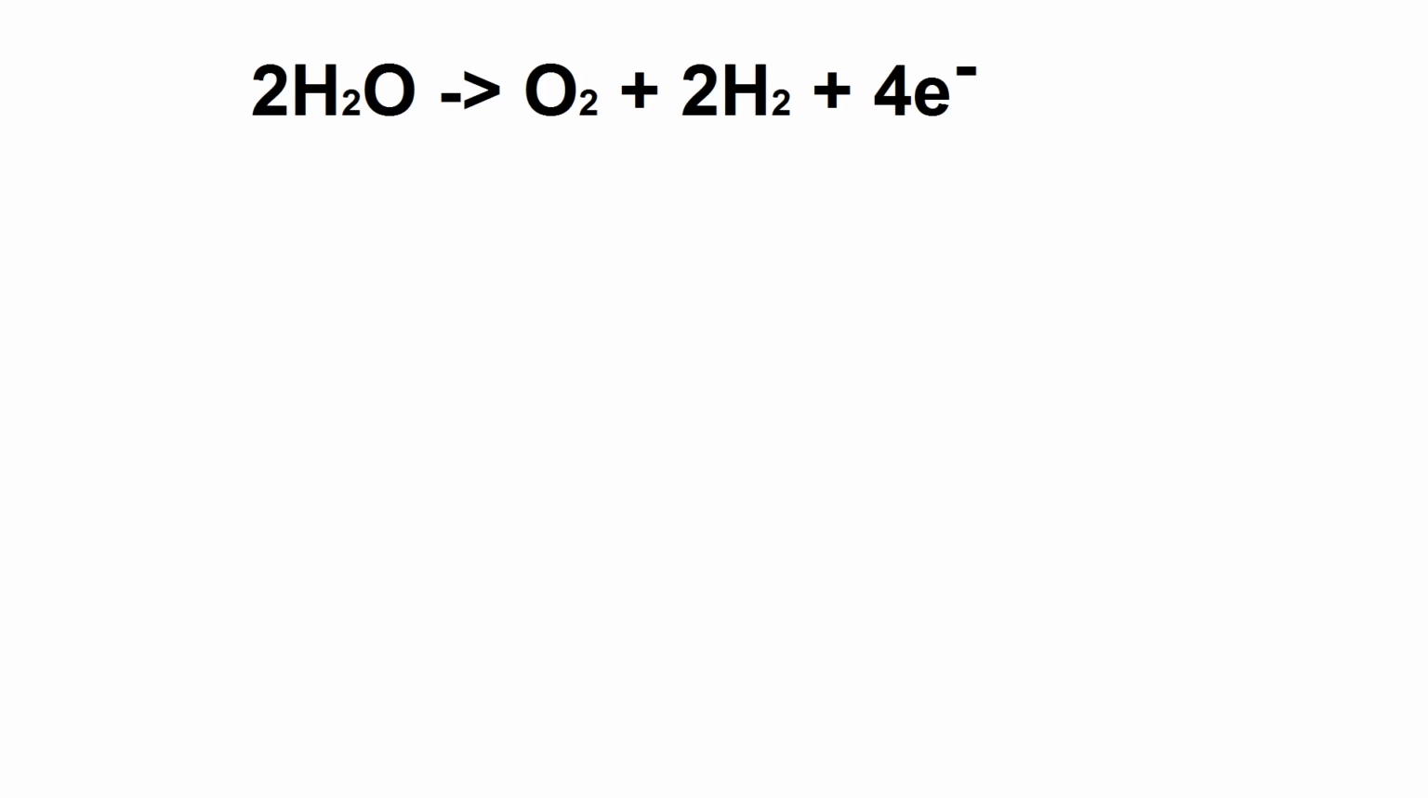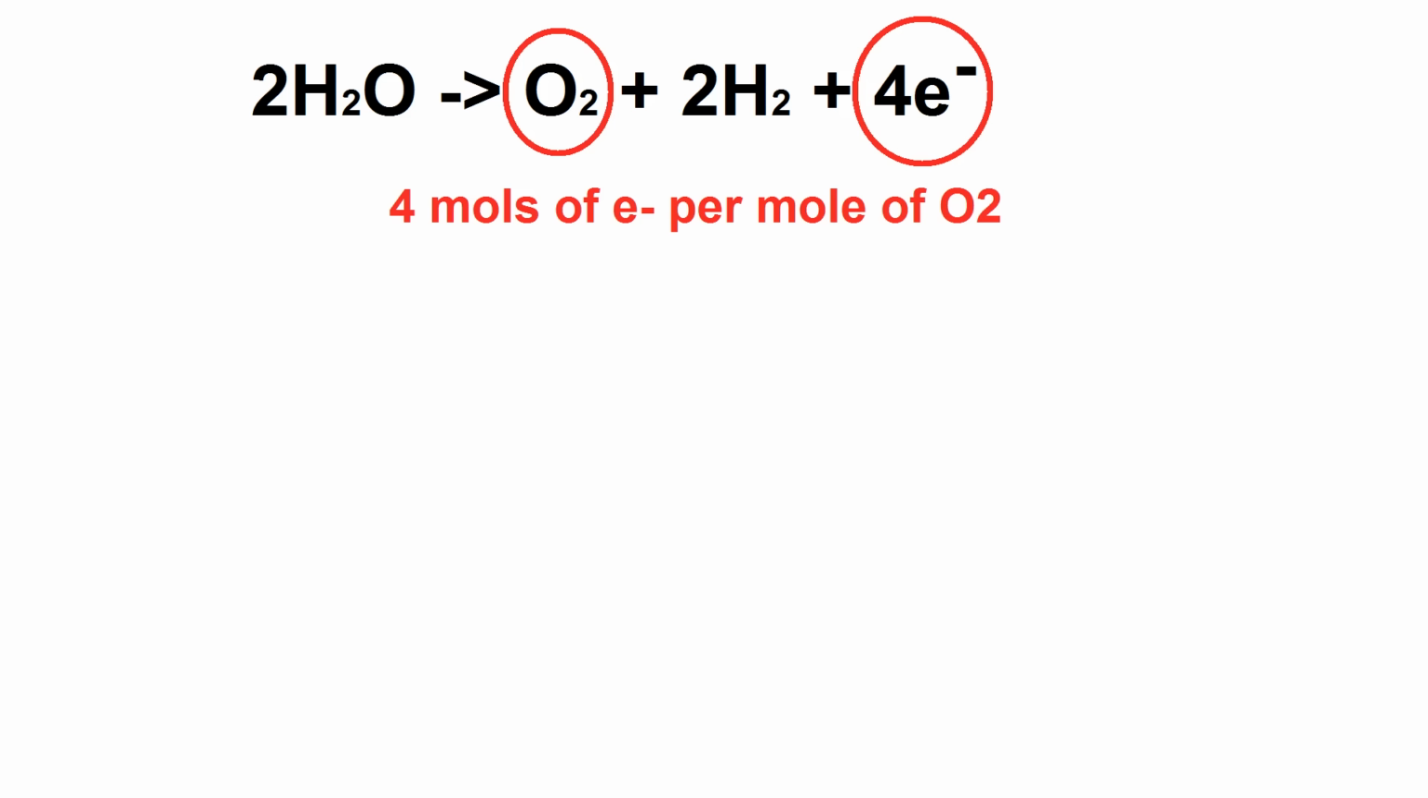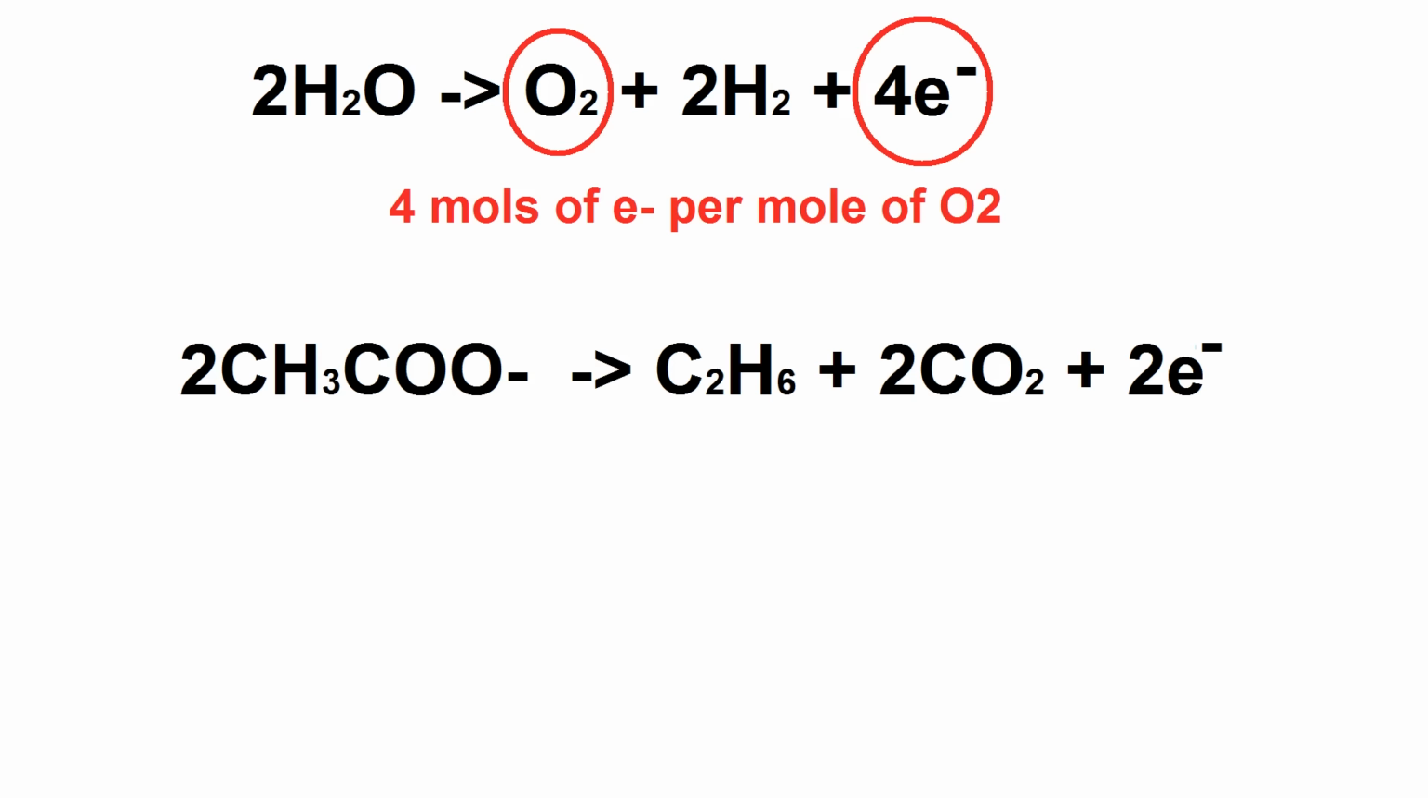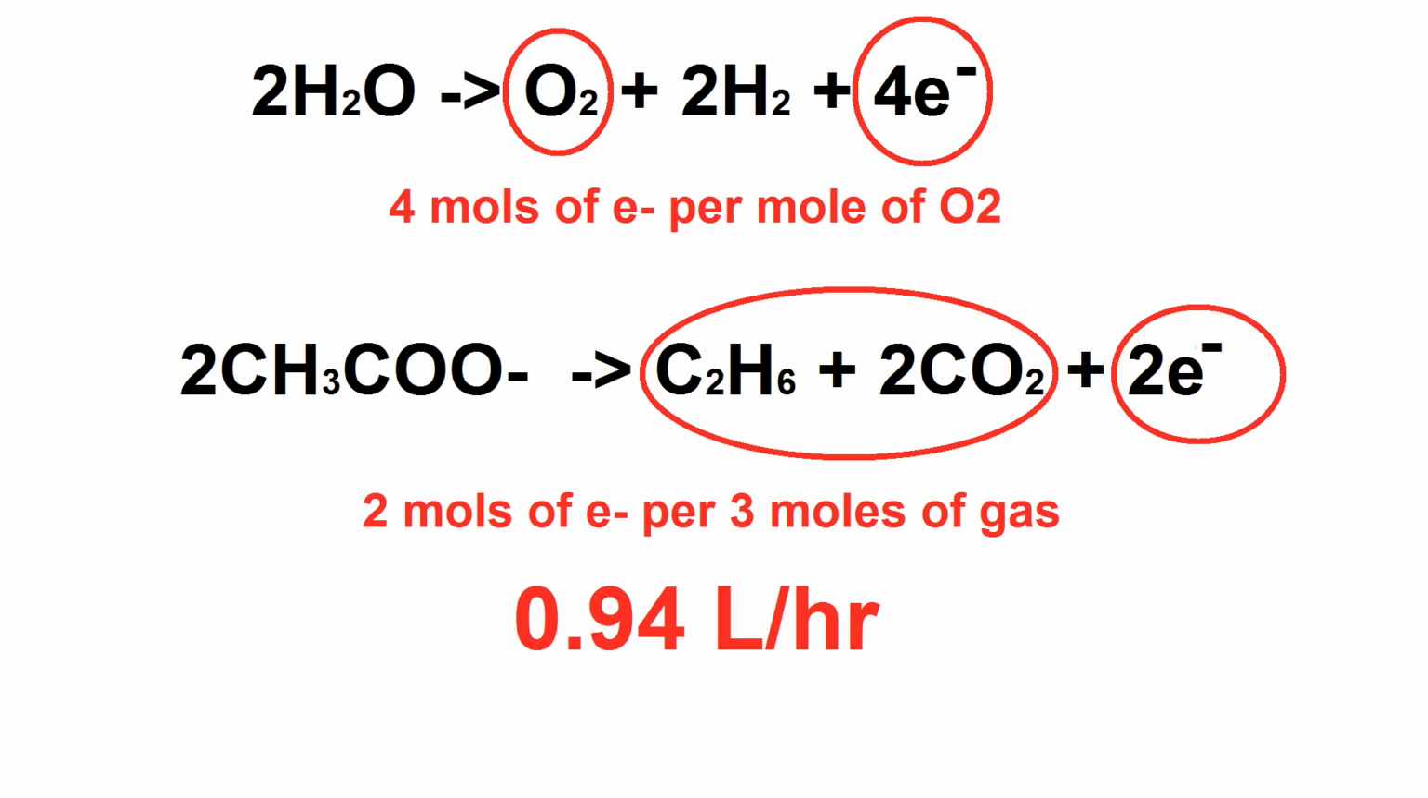Now if we look at the equation for water electrolysis, it takes a whopping 4 moles of electrons to make 1 mole of O2 gas. Our theoretical yield for the ethane-CO2 mix was 0.94 liters per hour, but for the O2 gas, it's 0.16 liters per hour, so it's no wonder the ball is barely full after 48 hours.